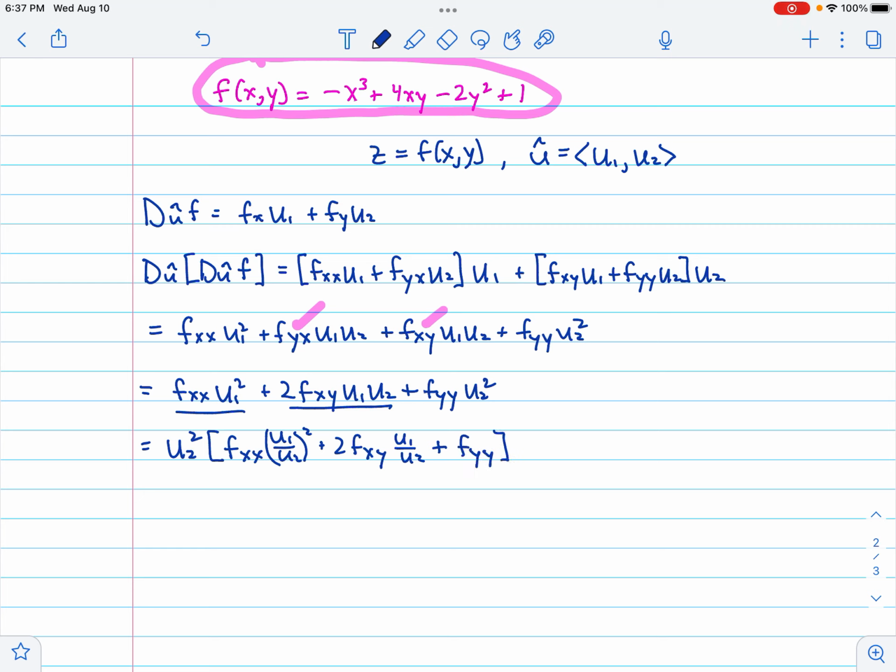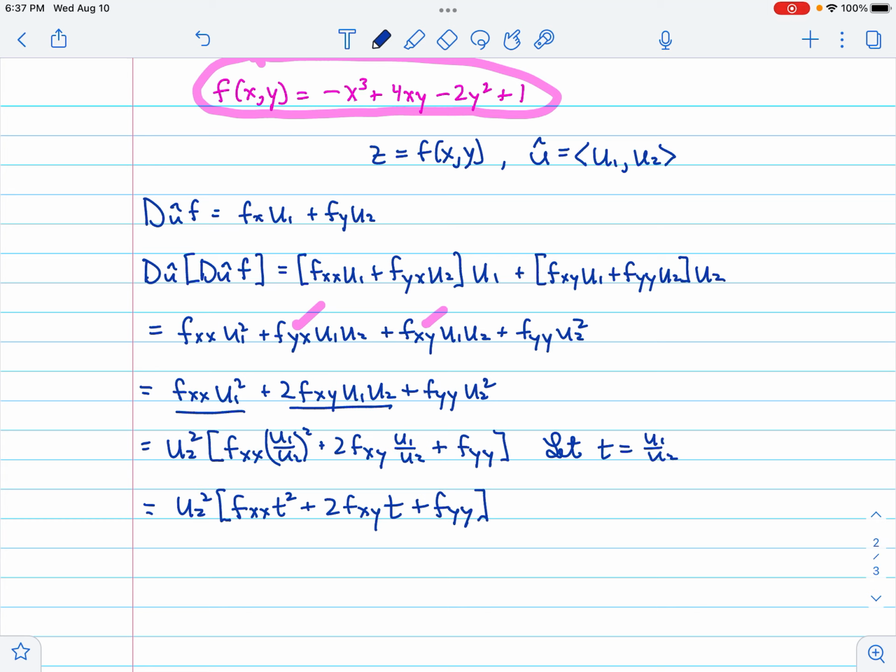Now I want to do another thing here just to emphasize what's happening. Let's let t equal u1 over u2. Let's just do that and see what we've got. We've got u2 squared, which I'm just going to leave alone. And then I've got fxx t squared plus 2 fxy t plus fyy.